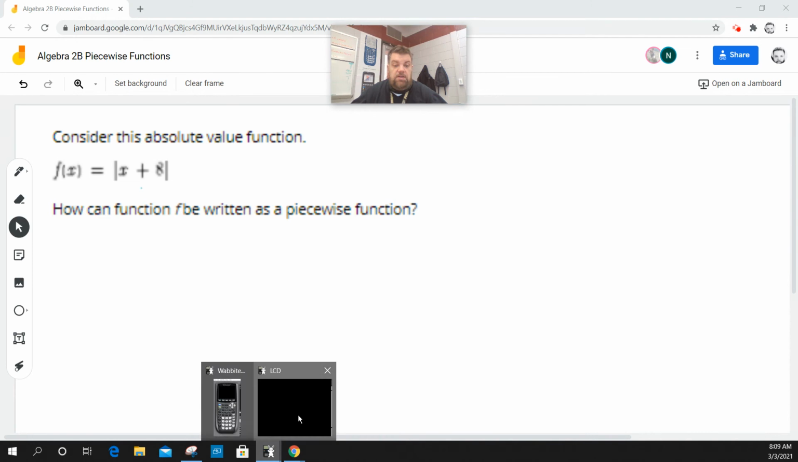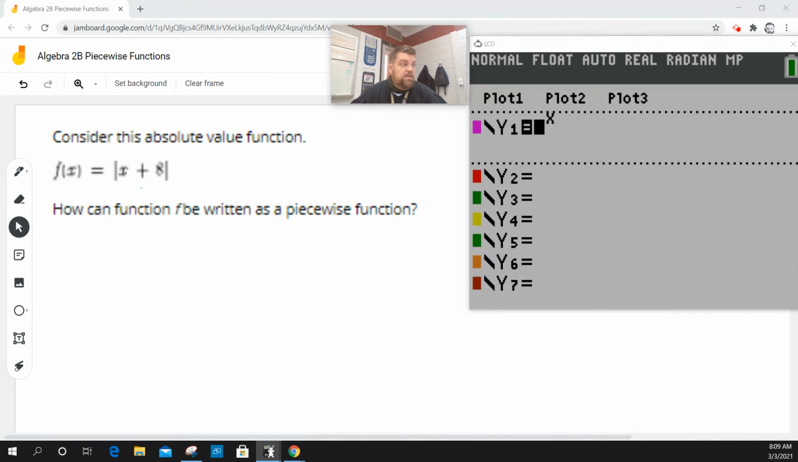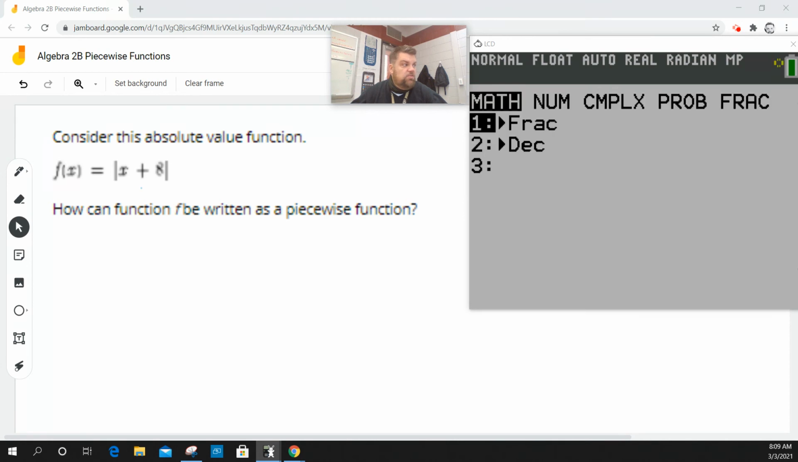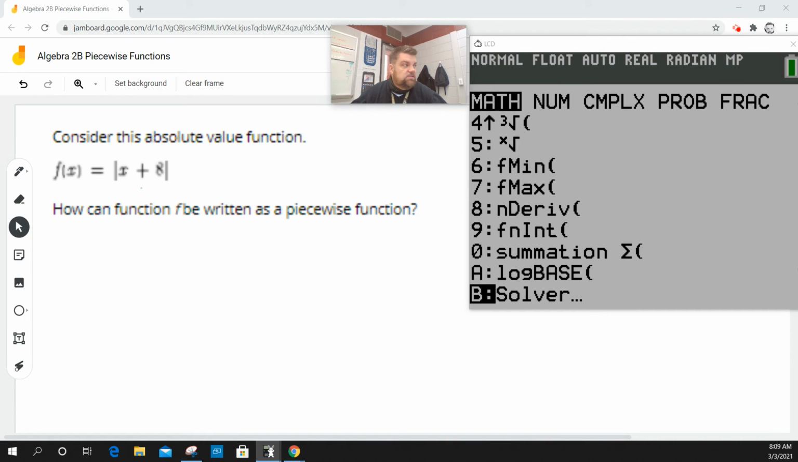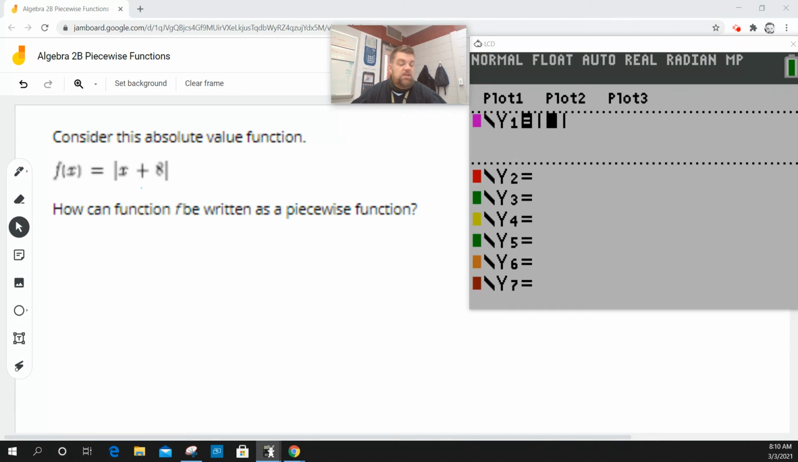So I'm going to enter into my calculator. Once I turn it on, I'm going to clear this. Now, the absolute value, is that in math? Under number? Yeah, it's the first one under number. So if you hit the math button, it pulls up this menu, and it's the first one under number. So I'm going to hit enter, and then it shows the absolute value brackets. Then I'm just going to say x plus 8, and then that's it. I'm going to hit graph.